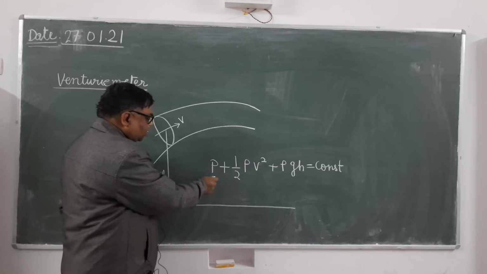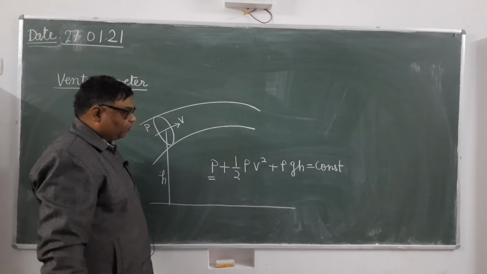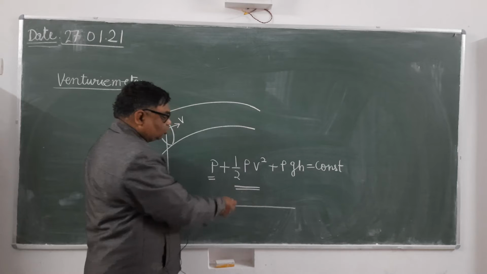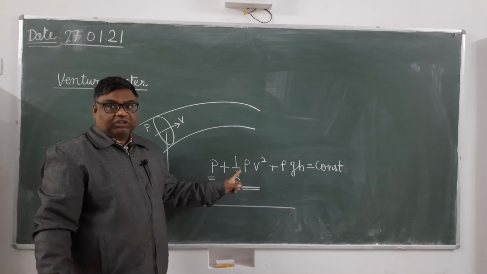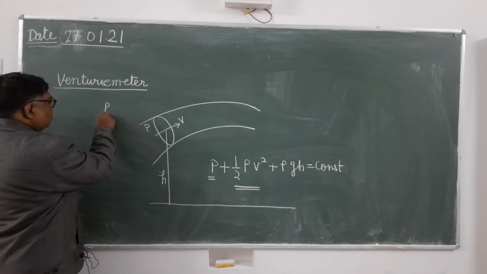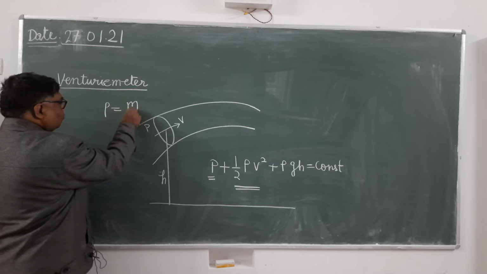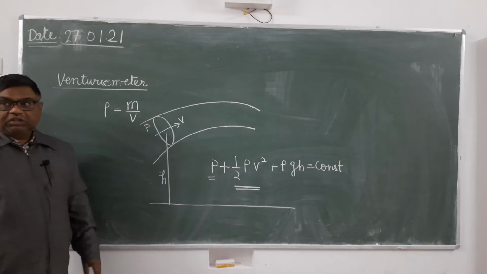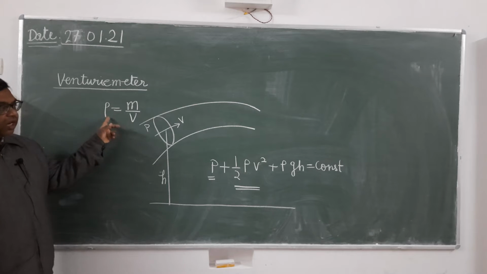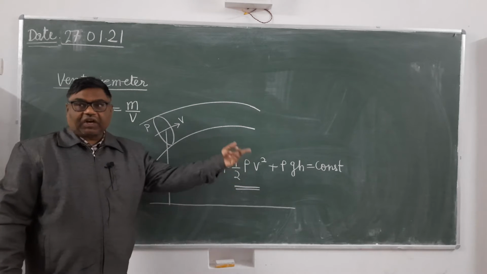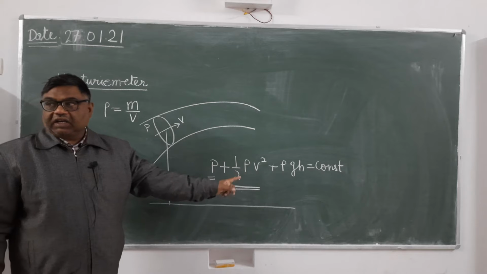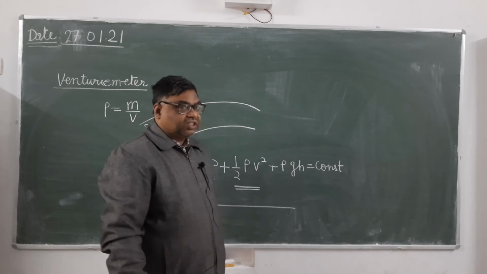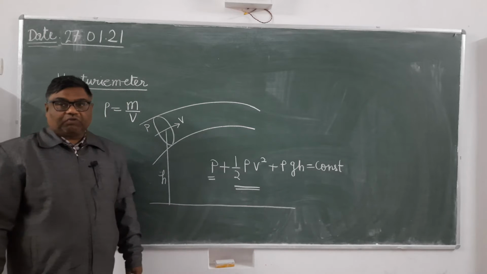It is the pressure energy per unit volume. This is the kinetic energy per unit volume. As you know, rho is density. Density means mass upon volume, means it is the mass of unit volume. Rho is the mass of unit volume. And this is the expression of kinetic energy. So, kinetic energy of flowing liquid per unit volume, and this is the potential energy of flowing liquid per unit volume.